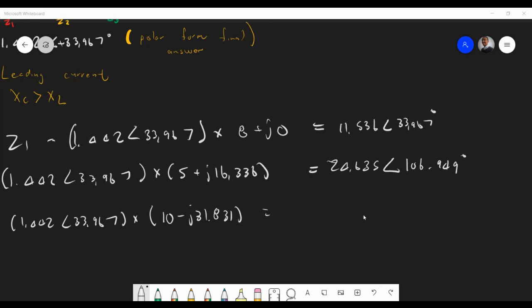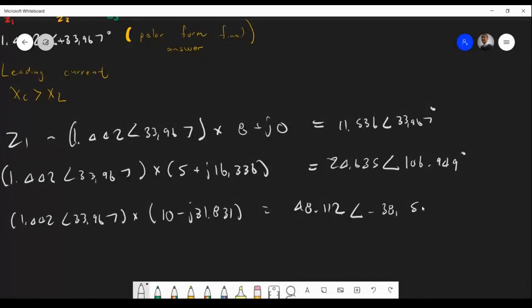Okay, that should be 48.112 at minus. So you can actually, that's a lagging, not the voltage there. Its difference is 48.112, and an angle of minus 38.592. Okay, cool.